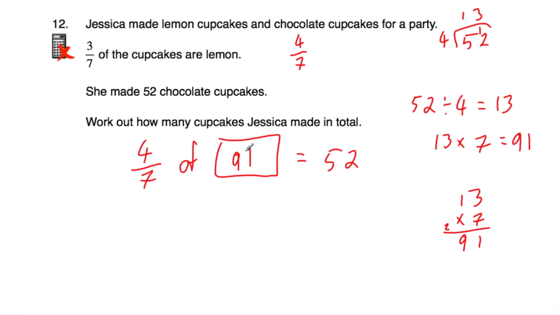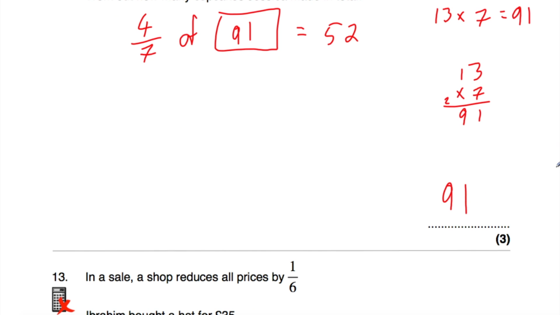So that means that Jessica made 91 cupcakes, because we know that she made 3/7 of them lemon, so the rest of them are chocolate, so 4/7 of the total of 91 will be equal to 52. So that means that the grand total of cupcakes she made was 91. And let's just check that. 91 divided by 7 is equal to 13, times 4 is equal to 52. So that's right. So she made 91 cupcakes in total.